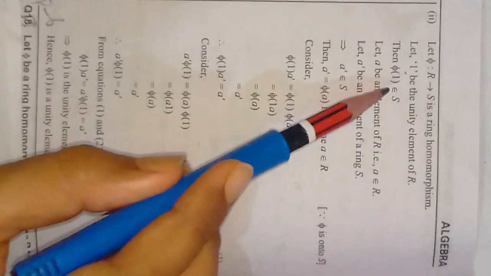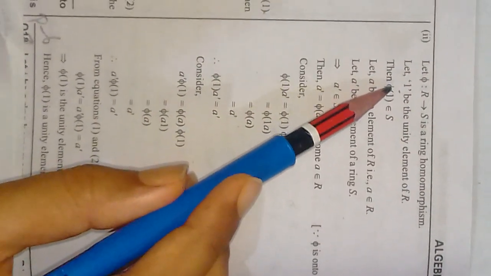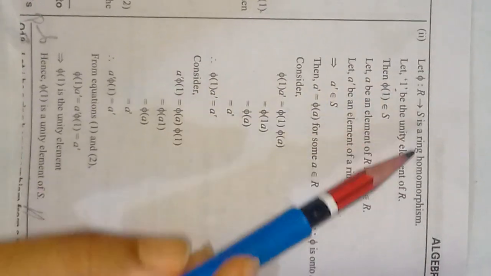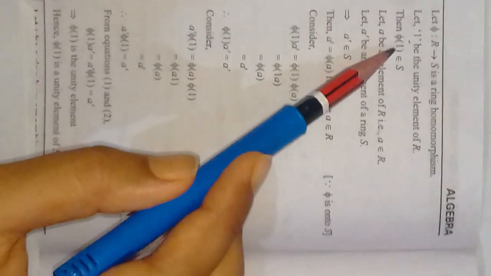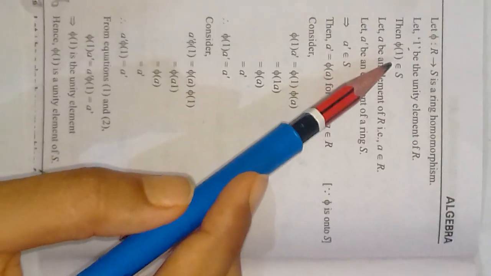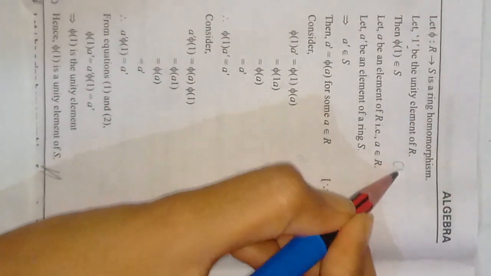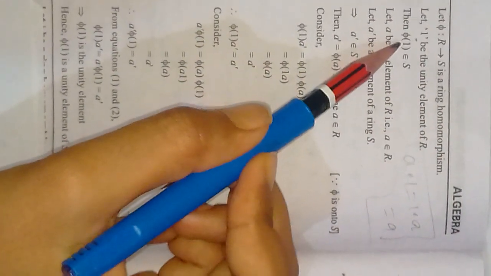Let pi mapping from R to S be a ring homomorphism. Now we have to prove the second condition: pi of 1 is a unity of S. We are taking the unity element as pi of 1 belonging to S. We have to prove the condition of identity. The identity property is A dot 1 equals 1 dot A equals A. This is the identity property. Now what is the identity here? Pi of 1 is the identity.